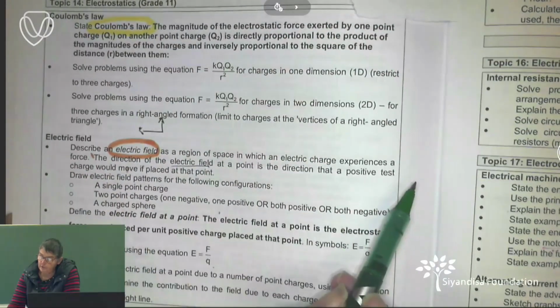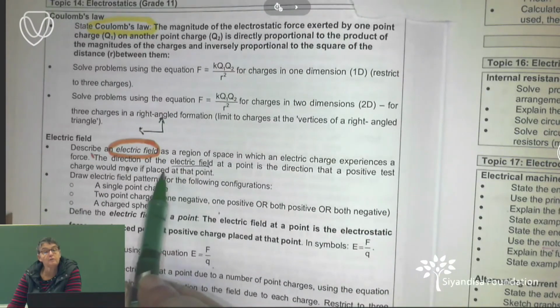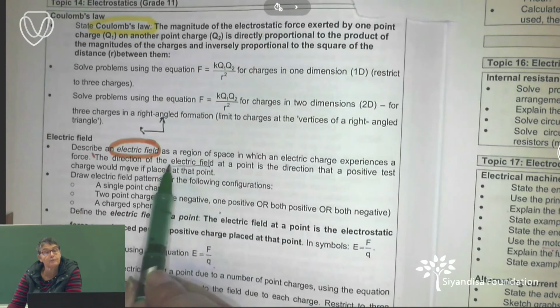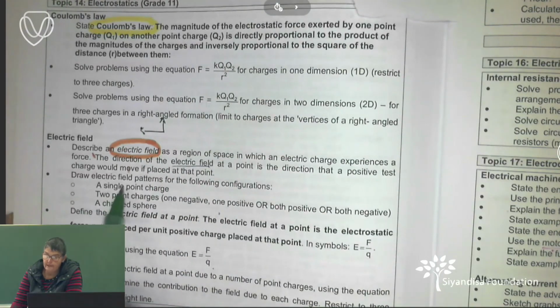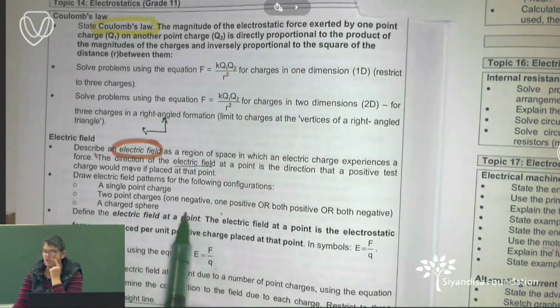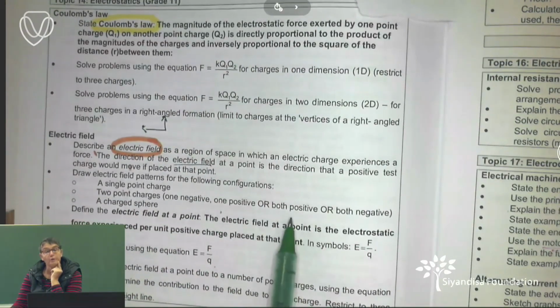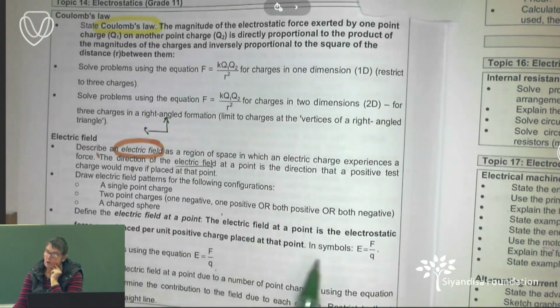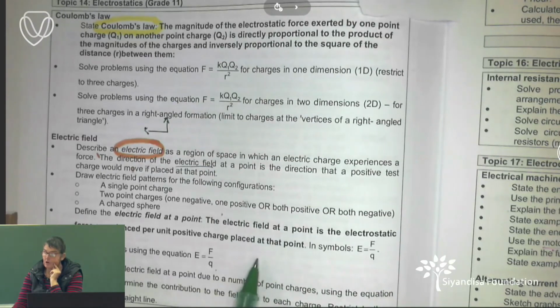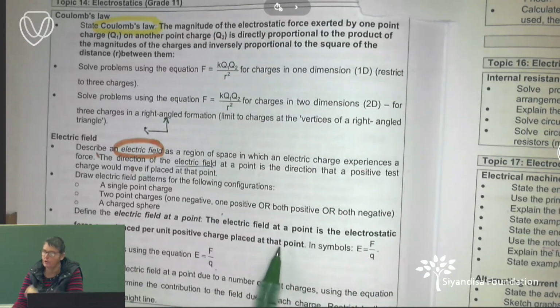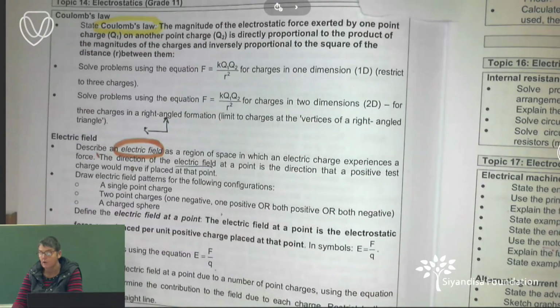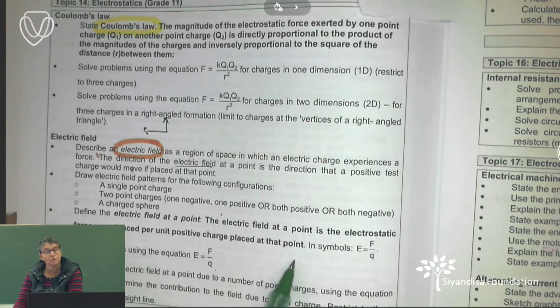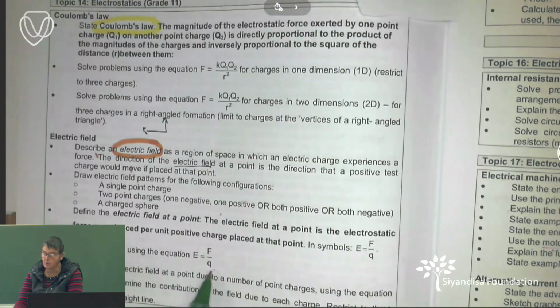Make sure you can do the 2-dimension question, because that's going to make the difference between getting a distinction or not. Your electric field: know how to define your electric field and know how to work out the direction of an electric field. And you need to be able to draw the electric fields for a single point charge, 2 charges, 1 negative and 1 positive, or both positive, both negative. Okay? A charged sphere. You need to know that the definition for your electric field is the electrostatic force experienced per unit positive charge. Right. Solve the problems using the equation E is equal to F over Q. Right? And then also make use of your electric fields.